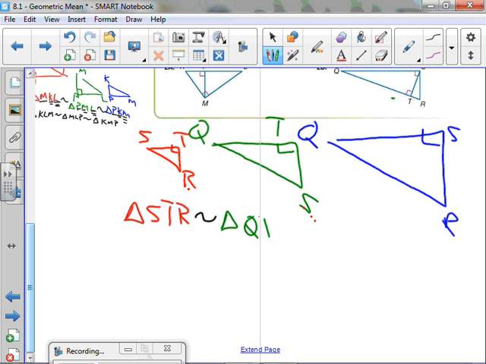So, let's talk about the ratio of the shorter leg to the longer leg. Well, I think it'll become a little bit clearer. Let's do this one. What's the shorter leg on triangle ABC? B. The shorter leg is B, yes. And what's the longer leg? C? Nope, that's the hypotenuse. A. Yeah, A. So B over A. Now let's go down to this triangle here.